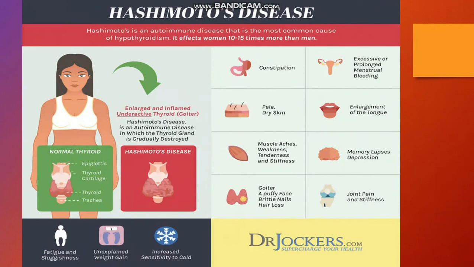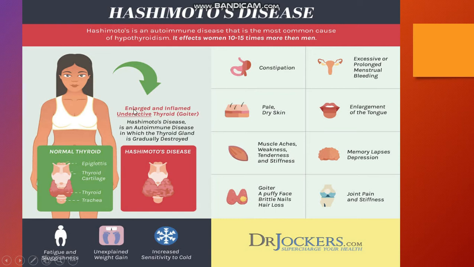Here, what happens in Hashimoto's is an autoimmune disorder that is the most common cause of hypothyroidism. It affects women 10 to 15 times more than men. Constipation, excessive or prolonged menstrual bleeding, enlargement of the tongue, memory lapses, depression, joint pains and stiffness, goiter and puffy face, brittle nails, muscle aches, weakness, tenderness and stiffness, pale dry skin, enlarged and inflamed underactive thyroid gland.